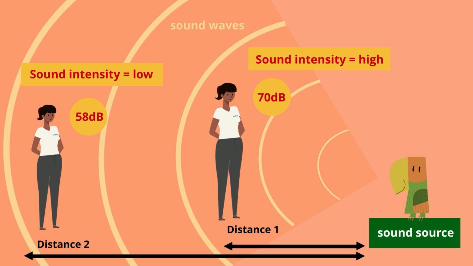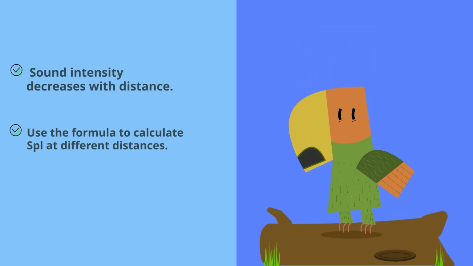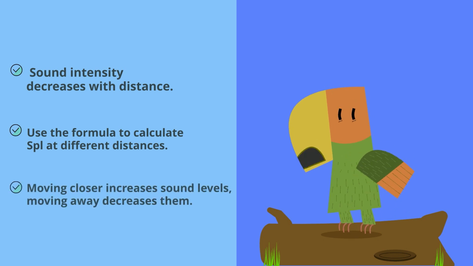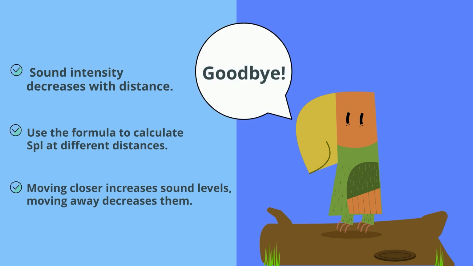But remember, sound intensity decreases with distance. Use the formula to calculate SPL at different distances. Moving closer means that the sound will be louder. Moving away from the source, the sound will become softer. That's how sound works. Simple, but powerful.